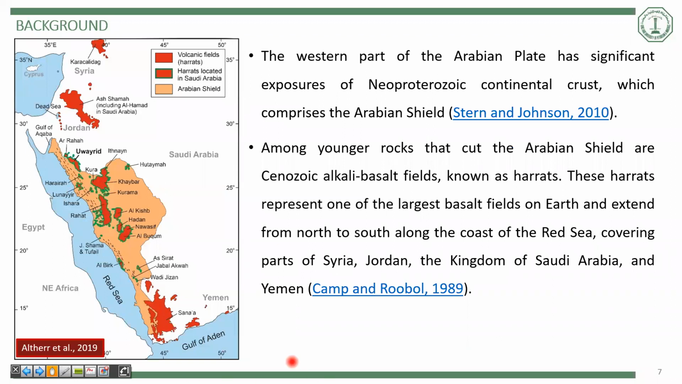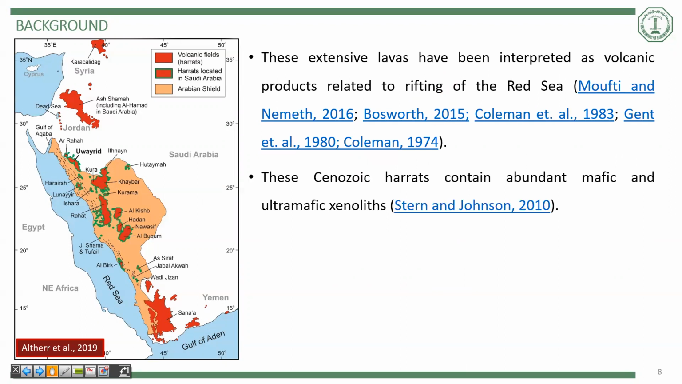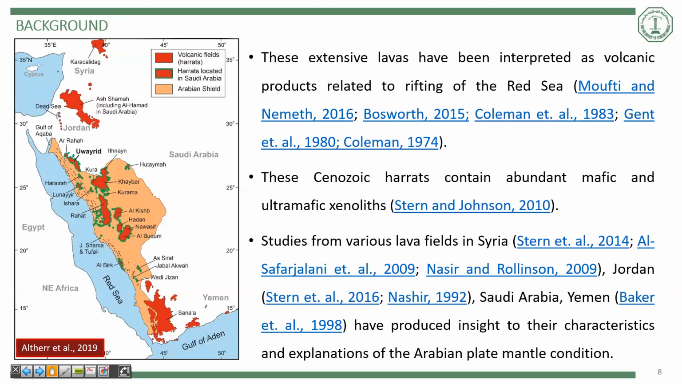Among the younger rocks that cut the Arabian Shield are Cenozoic age alkali basalt fields known as Harrats, and these are the red color. These Harrats represent some of the largest basalt fields in the world, and they extend from the north to the south, passing Syria, Jordan, the Kingdom of Saudi Arabia, and Yemen. These extensive lavas have been interpreted as volcanic products related to the rifting of the Red Sea. These Cenozoic age Harrats all contain abundant mafic and ultramafic xenoliths. Studies from various lava fields in Syria, Jordan, Saudi Arabia, and of course Yemen, have produced insight into the characteristics of the xenoliths and explanations of the Arabian plate mantle condition.